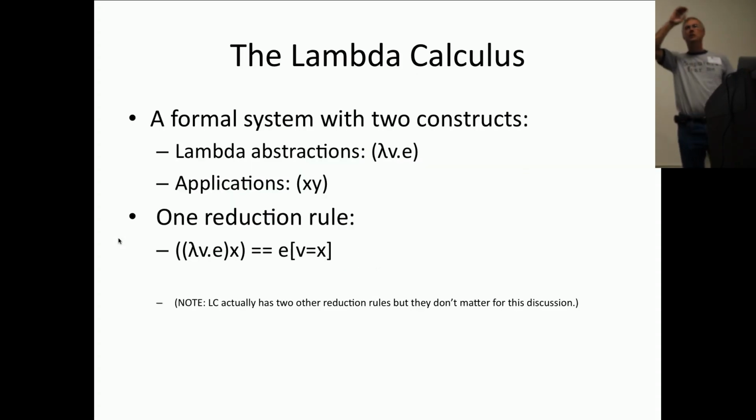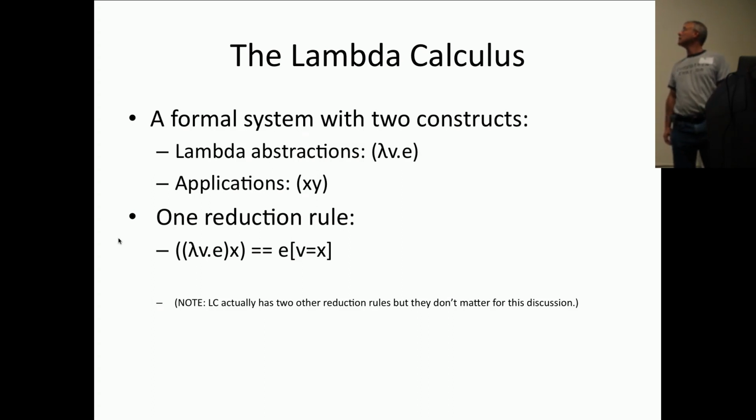Just so I can calibrate the talk, how many people here have never heard of lambda calculus? Seriously? Okay. We'll start with the beginnings. The lambda calculus is a formal system that was invented in the 1930s as a model of computation by a fellow named Alonzo Church. And it has, for our purposes here, only two constructs.